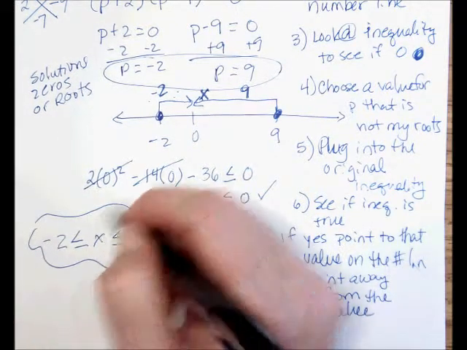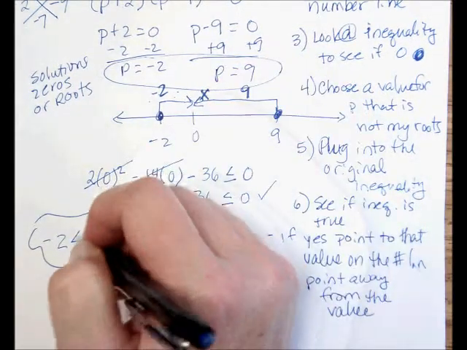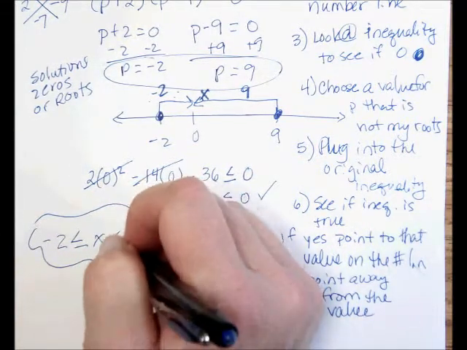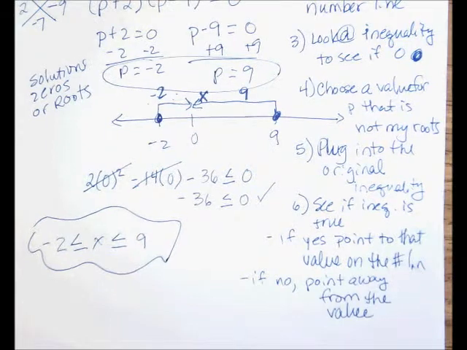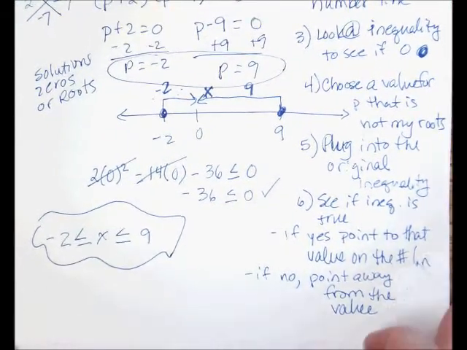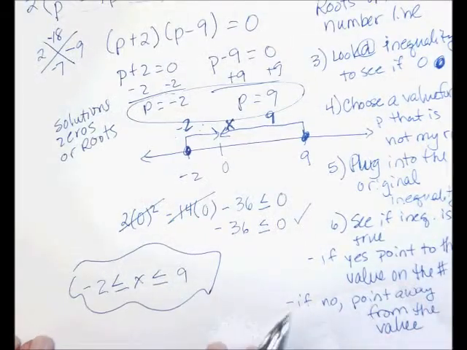So in this case, it's an and situation, because negative 2 is less than or equal to x, and it's less than or equal to 9. And then we have a situation that could possibly be an or situation. So hopefully I will choose an example that will give me an example of this.